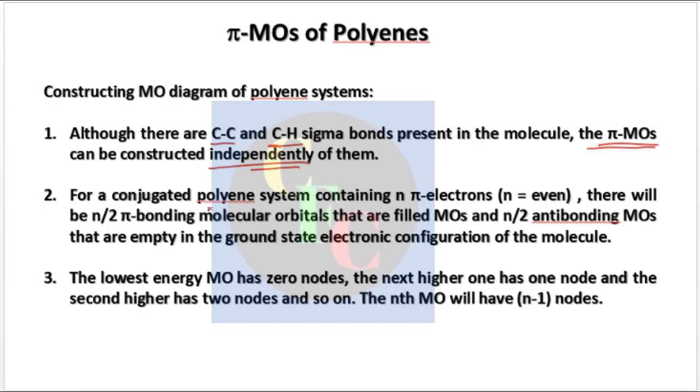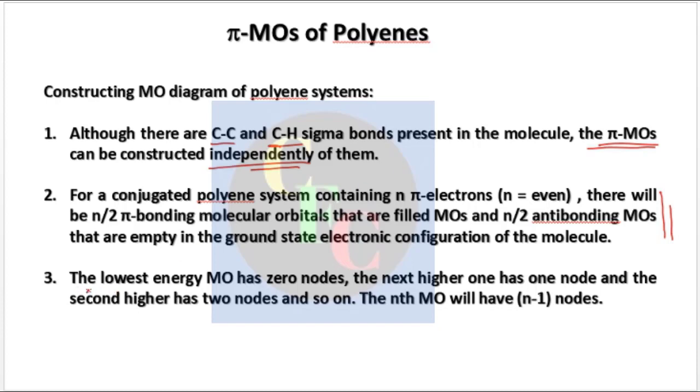Secondly, if the polyene system contains n pi electrons, where n is even, then there will be n by 2 bonding molecular orbitals and n by 2 anti-bonding molecular orbitals. This is of course known, because n pi electrons will give n by 2 pairs. So that's why we will have n by 2 bonding molecular orbitals which will be filled. We will see how this occurs.